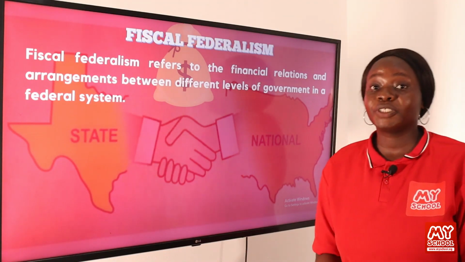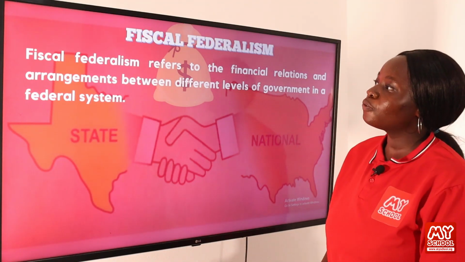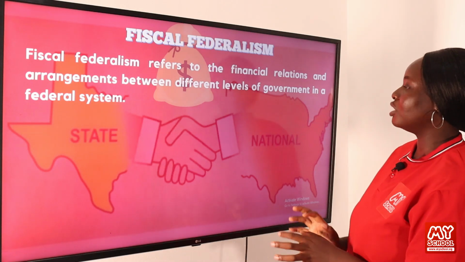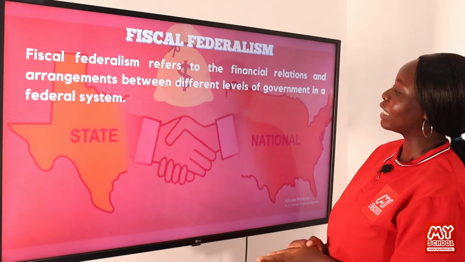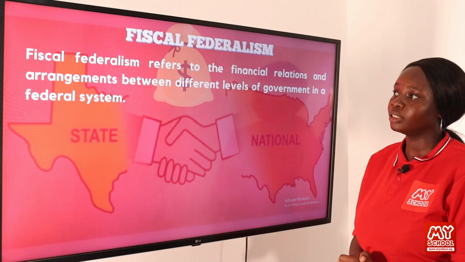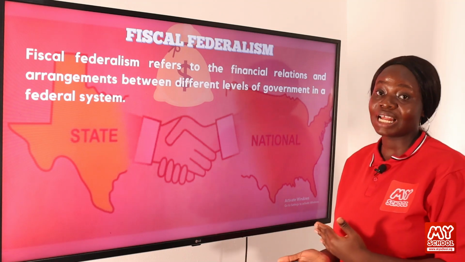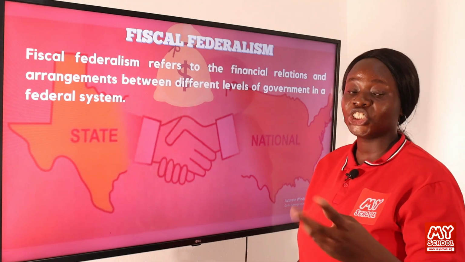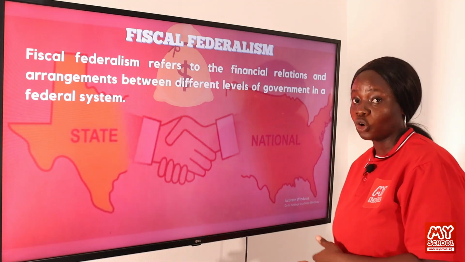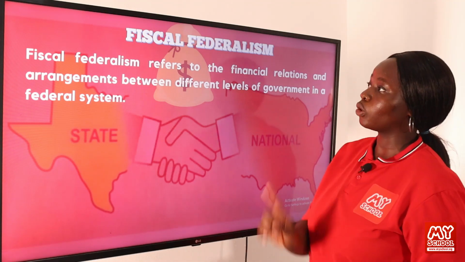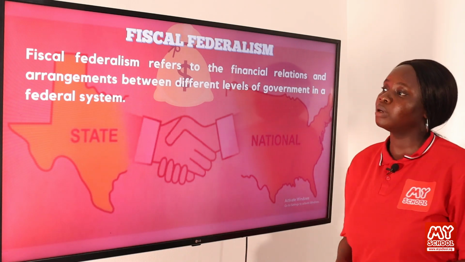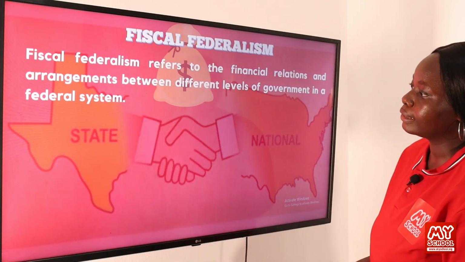We are going to move on to fiscal federalism. So fiscal federalism refers to the financial relations and arrangements between different levels of government in a federal state. So this time around, it actually has to do with money. How is money shared between the federal, the state, and the local government? That's what we are talking about when we are talking about fiscal federalism. Let's move on to the next slide.